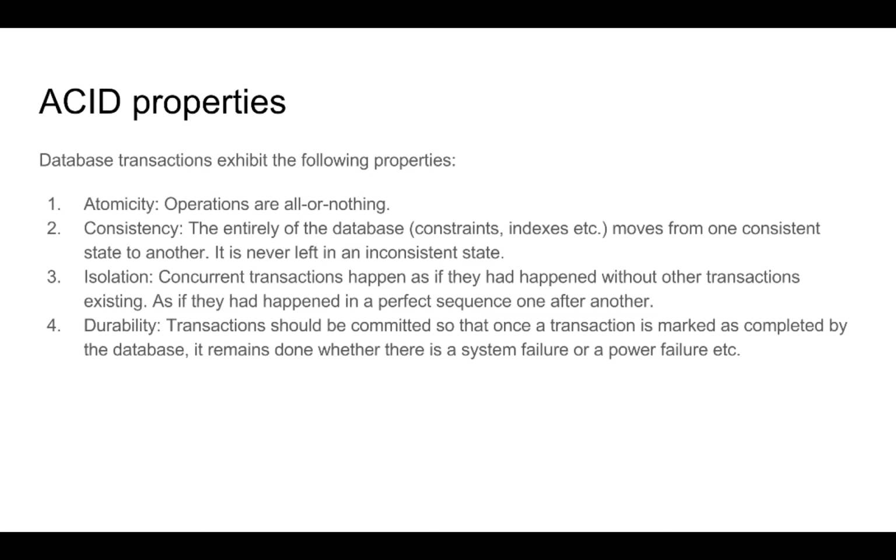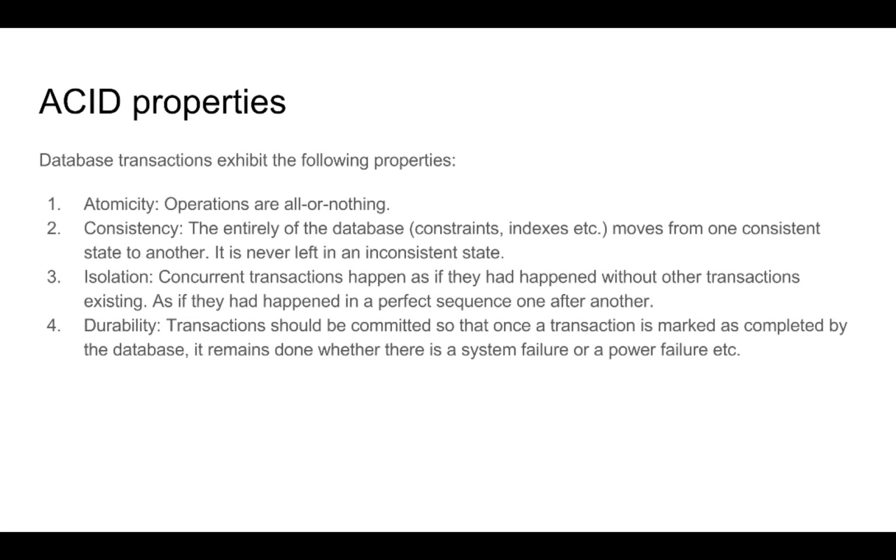So let's understand what ACID stands for. Atomicity, which means that operations are all or nothing. Consistency means that the entire database, which means that if we have foreign key constraints or indexes, all the structures in the database move from one consistent state to another consistent state. Isolation refers to the property that while concurrent transactions are happening, they are perfectly equivalent to those transactions having executed in sequence one after another.